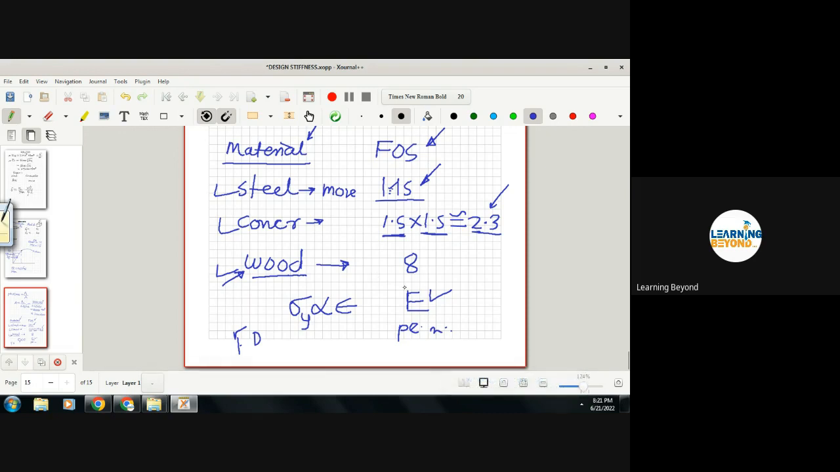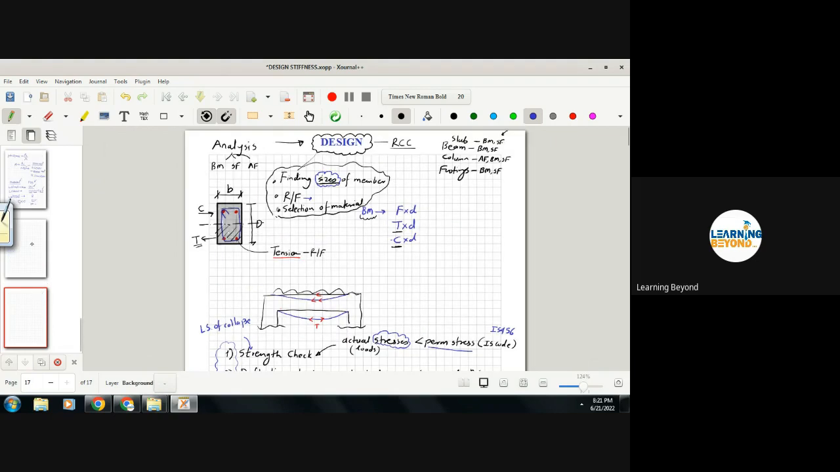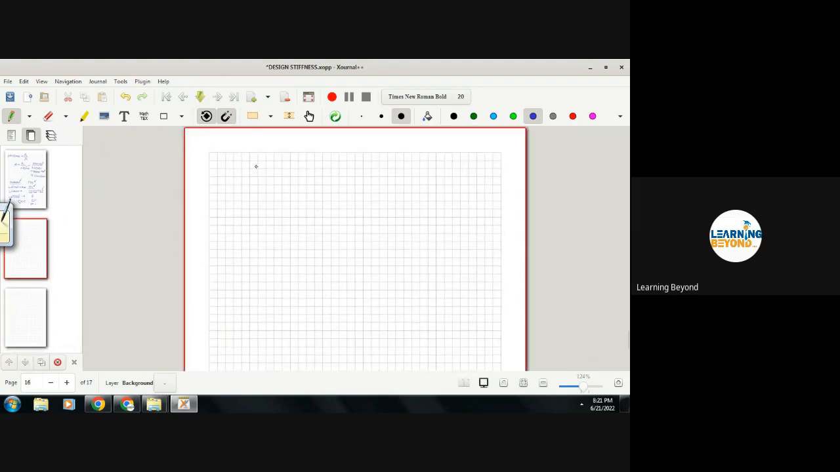Now let me correct one thing. Steel I have discussed, but there is a little error regarding the stress strain graph of steel. All of you know that there are two types of steel materials available in the market. One is the mild steel, and this is the high grade steel, HYSD.